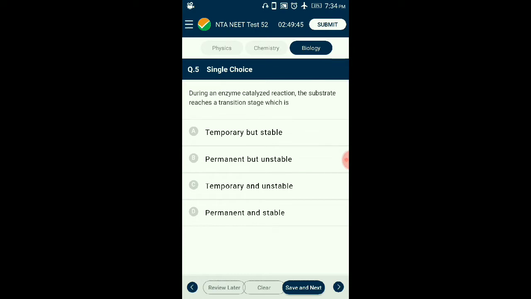Question number 5. During an enzyme catalyzed reaction, the substrate reaches a transition state which is. Enzymes are molecules that act as catalysts to increase the rate of reaction. Enzymes bind to the substrate, forming the complex called the enzyme substrate complex, and the product formed is released once the substrate is altered. The enzyme substrate complex state is the transition state between the substrate and product. This state is unstable and temporary. So the answer is option C, temporary and unstable.